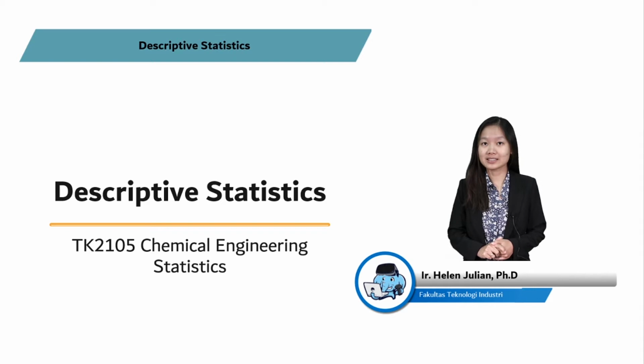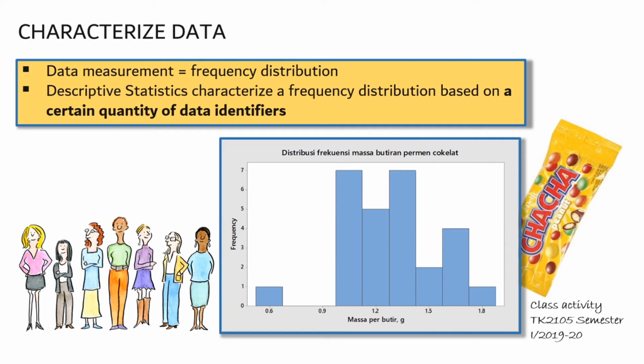Today, we will discuss descriptive statistics, which deals with data characterization and presentation. Let's start. Any data measurement can be expressed as a frequency distribution, mapping the frequency at which each sample member appears. Please have a look at the histogram below, which summarizes the mass of each chocolate candy from a single package. Descriptive statistics provides a procedure for characterizing data based on a certain quantity of data identifiers.